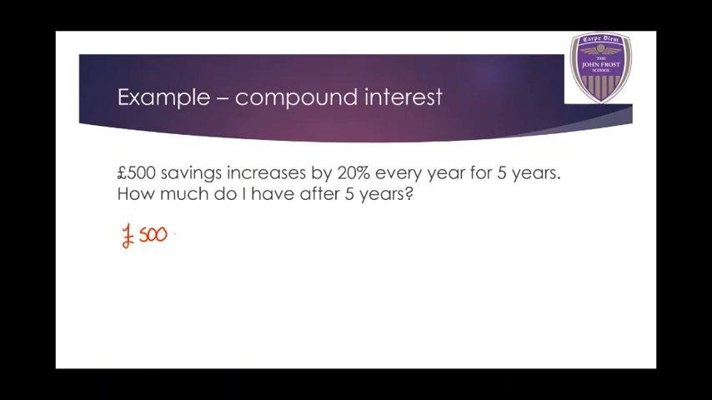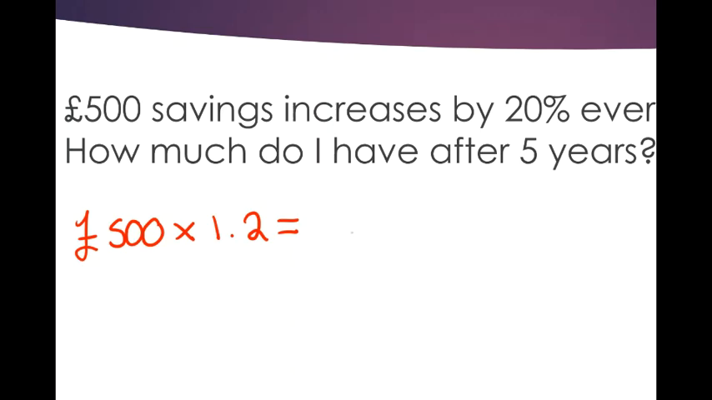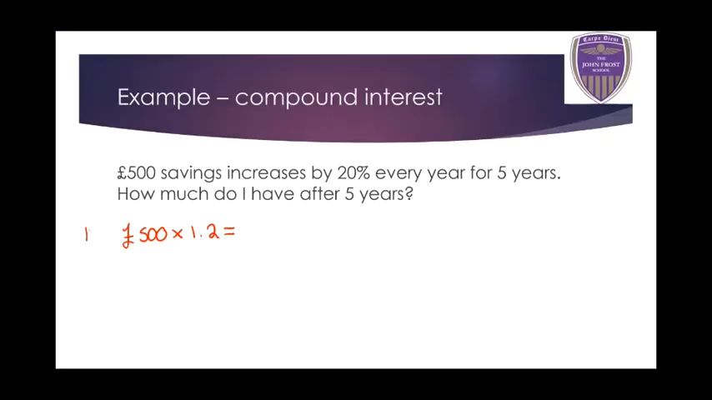So I've got 500. If I want to increase it by 20%, my multiplier is going to be 1.2. Okay, so this is the first year. So 500 times 1.2 is equal to £600. And then the second year, because it increases by 20% of the new amount now, it's going to be 600 times 1.2, and that is going to be £720 we now have after the second year.